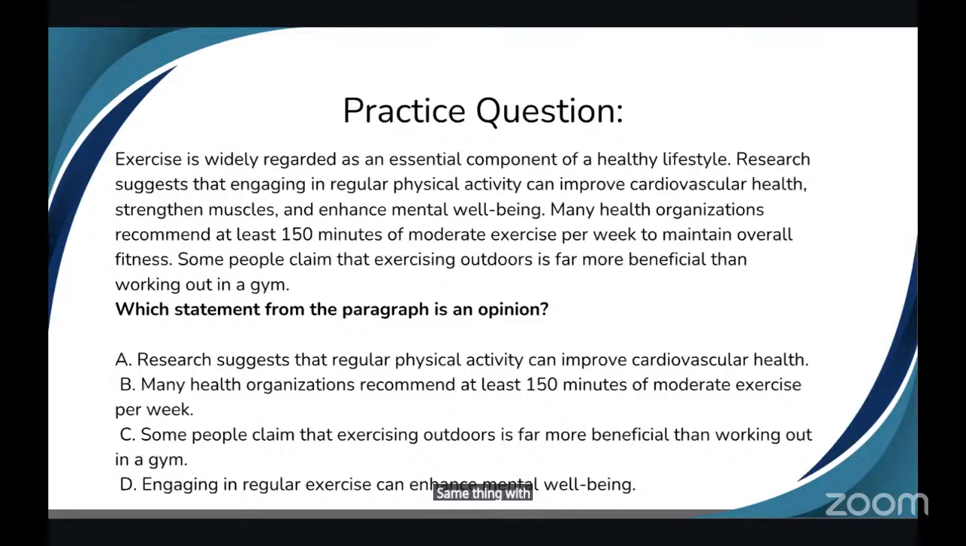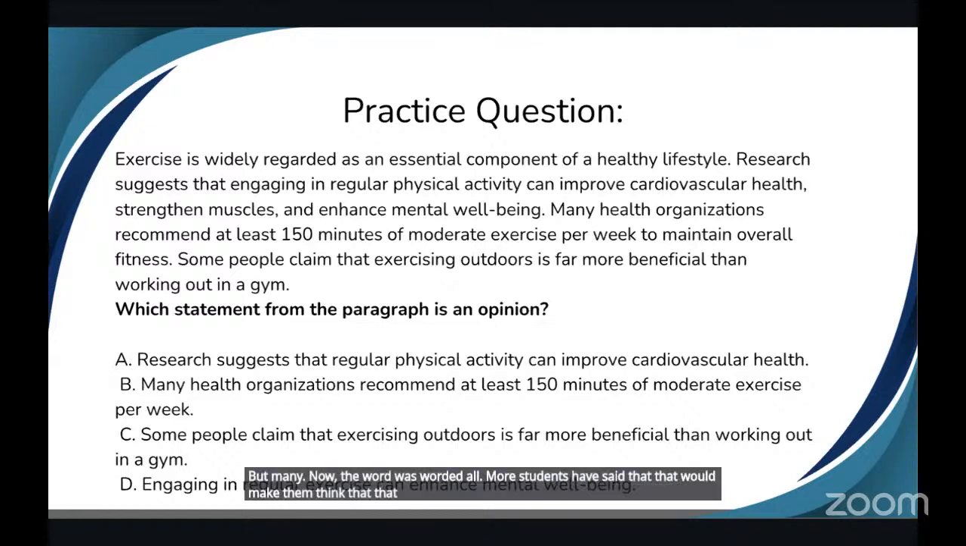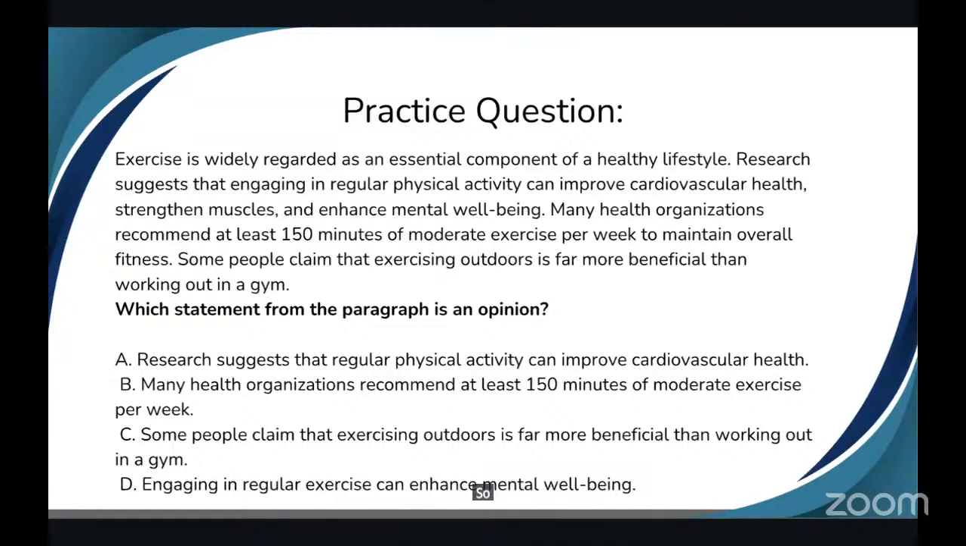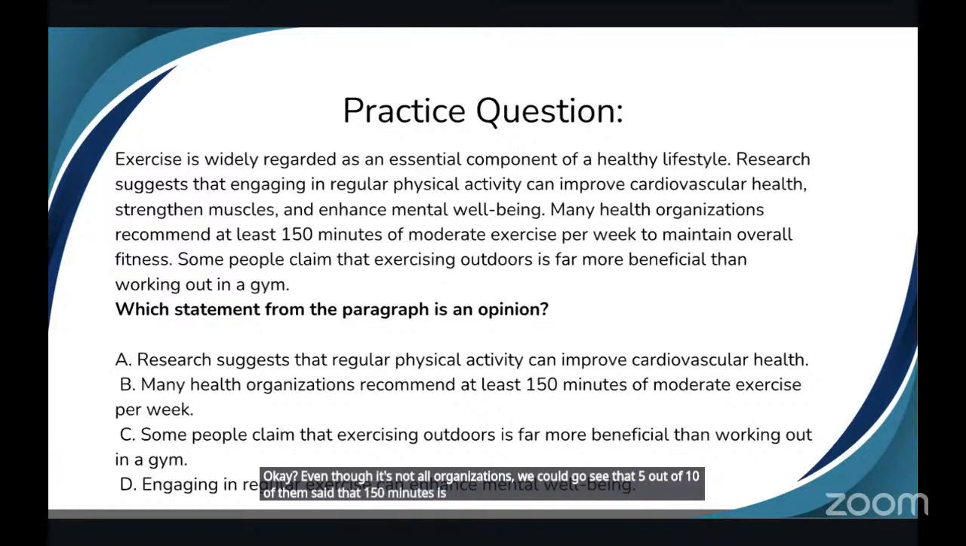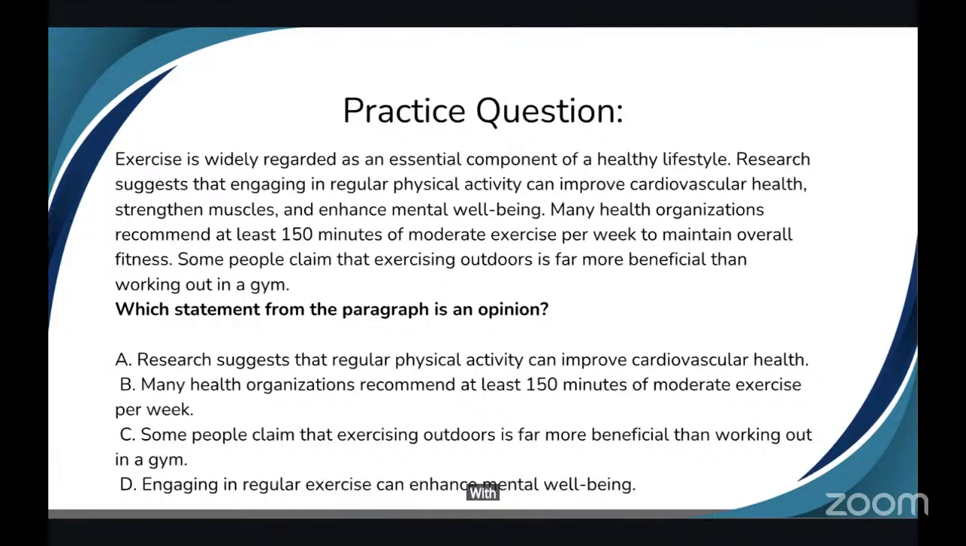Same thing with B. Many health organizations recommend at least 150, not all, but many. Now, if it was worded "all," more students have said that would make them think it was a fact versus "many." So if you missed this and thought it was B, it was probably because of the word "many health organizations." That will sometimes trip students up. With many health organizations, that's still something we can go look up. Even though it's not all organizations, we could go see that 5 out of 10 of them said that 150 minutes is what's recommended. With D, engaging in regular exercise can enhance mental well-being.